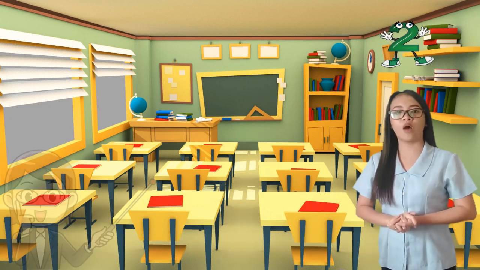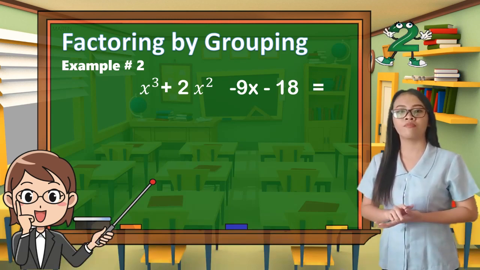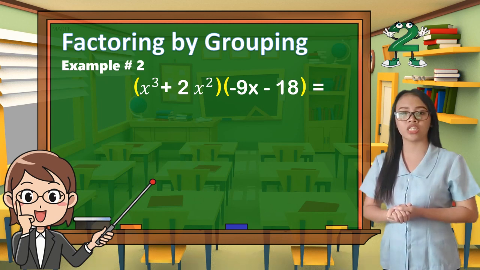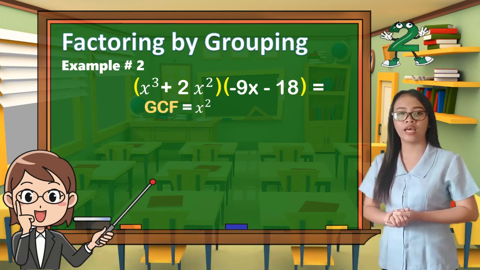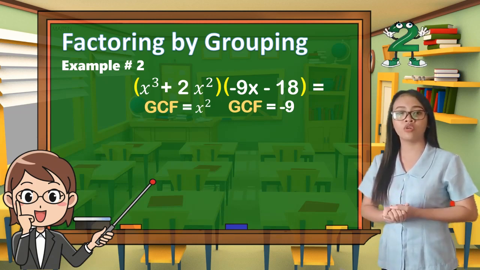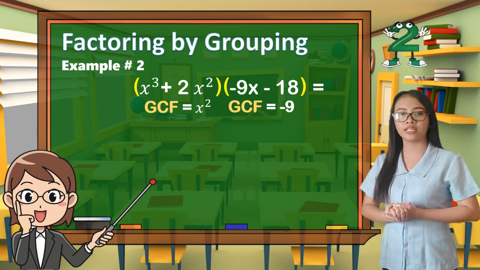So let's proceed to our next example: x cubed plus 2x squared minus 9x minus 18. So we have 4 terms. Again, we can group this into 2 groups and get the GCF. In our first group, our GCF would be x squared, and in our second group it is negative 9. As you can see, we use a negative sign because always remember, when you factor out a polynomial, you always place the negative outside in your first term to have a positive term inside your parentheses.